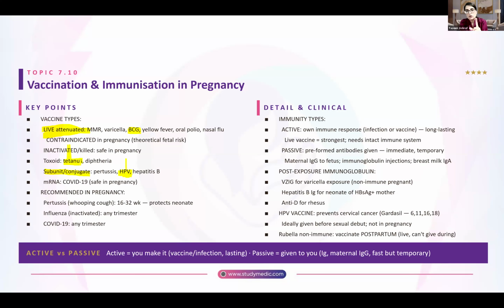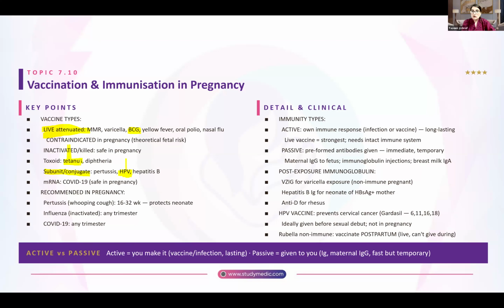So if we want to recall the example of post-exposure immunoglobulins, that is basically varicella zoster. Immunoglobulins for varicella exposure. Hepatitis B IgG for neonates is there. Anti-D is there for Rhesus. HPV vaccine is there, which prevents cervical cancer. Gardasil 6, 11, 16 and 18, ideally given before sexual debut, not in pregnancy.